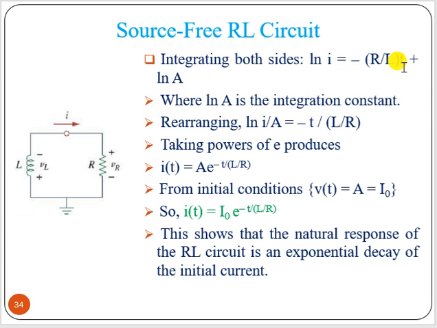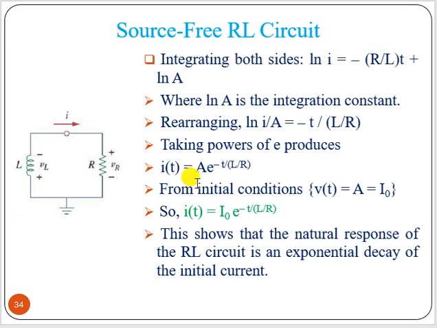Now if you take ln A to the left hand side, we have ln of I by A equal to minus R by L into t, which you can write as minus t by L by R. Now here L by R is tau, the time constant. So I equals A into e to the power minus t by L by R, where L by R is the time constant tau. That means in the case of the RC source free circuit, the time constant is RC. For the RL circuit, the time constant is L by R. That is the difference here.